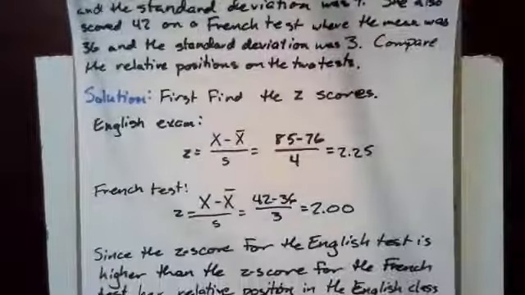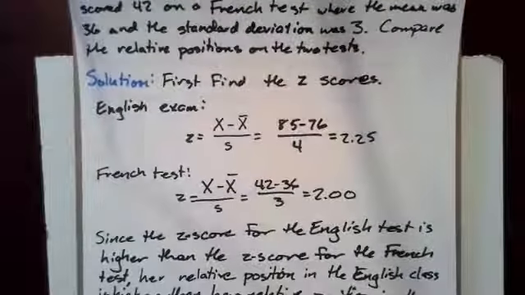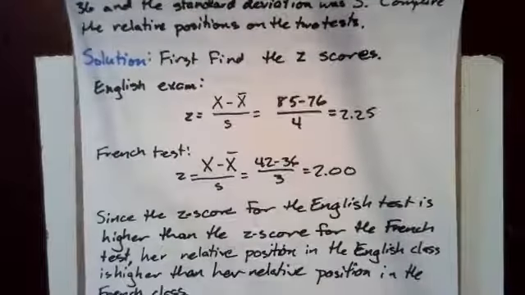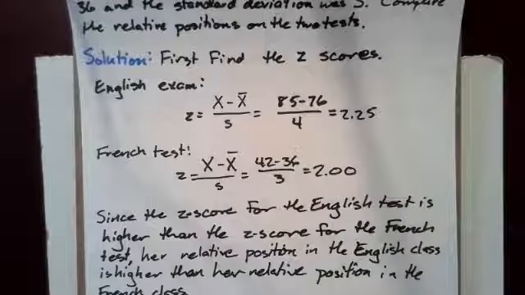Solution. First, find the z-scores. For the English exam, that's z equals x minus x bar over s, which is equal to 85 minus 76 over 4, which is 2.25. For the French test, z is 42 minus 36 over 3, which is 2. Since the z-score for the English test is higher than the z-score for the French test, her relative position in the English class is higher than her relative position in the French class.